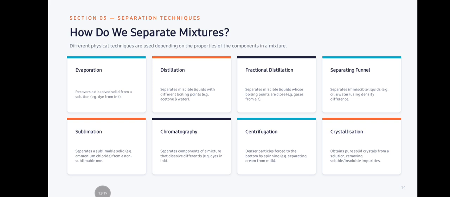Sublimation separates a sublimable solid from a non-sublimable one. Chromatography separates components of a mixture that dissolve differently. Centrifugation, denser particles forced to the bottom by spinning. Crystallization obtains pure solid crystals from a solution, removing soluble and insoluble impurities.